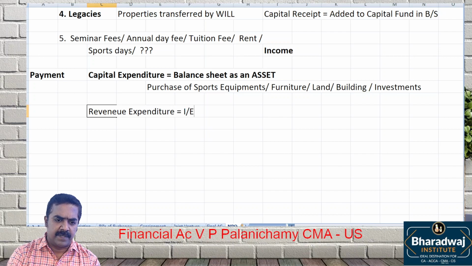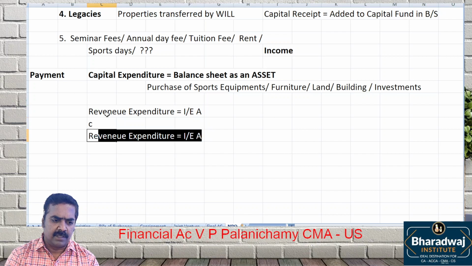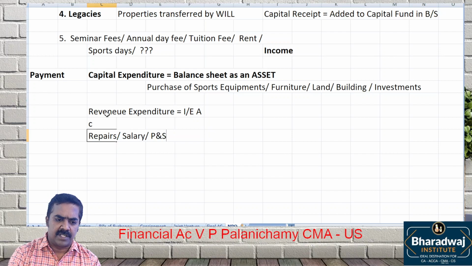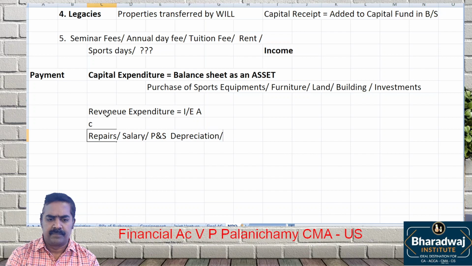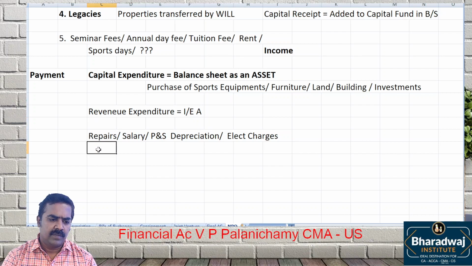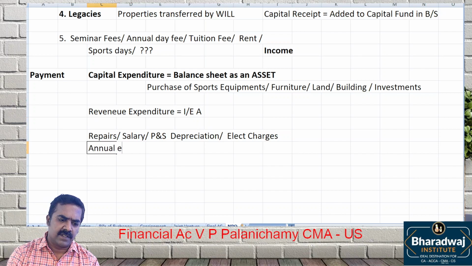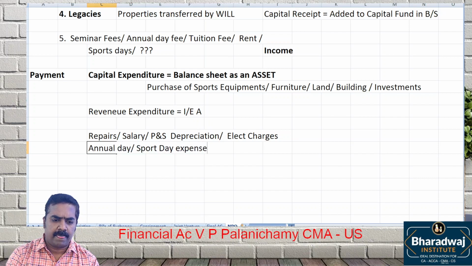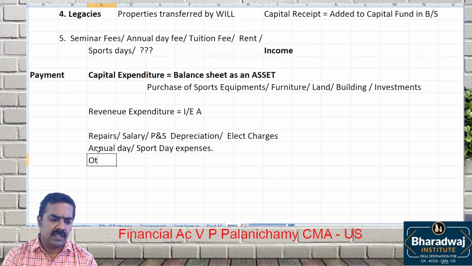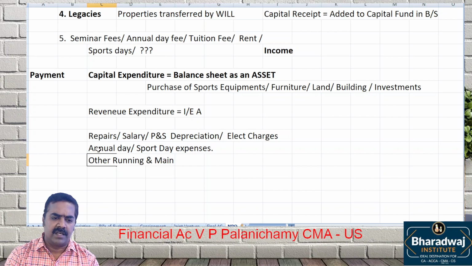Recorded as income and expenditure account. Repairs, salary, printing and stationery, depreciation, electricity charges, then annual day expenses, annual day or sports day expenses, then other maintenance expenses, other running and maintenance expenses. Running and which one? Maintenance expenses.